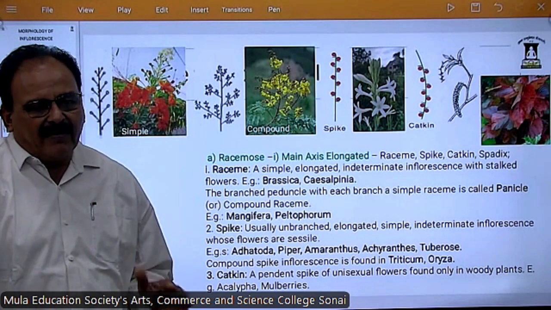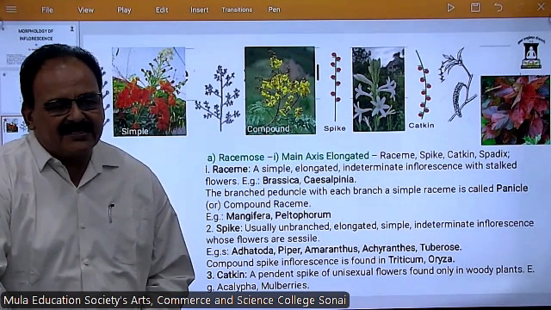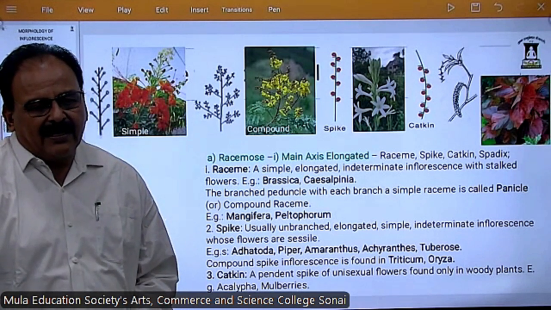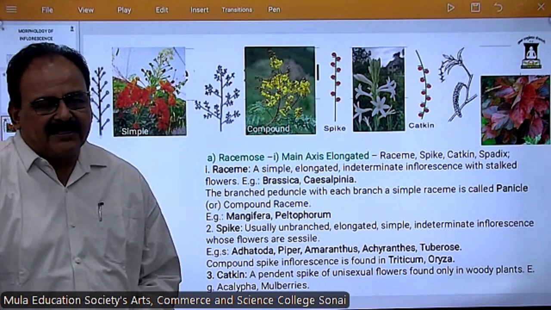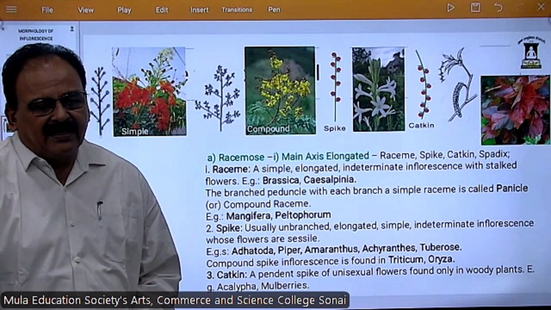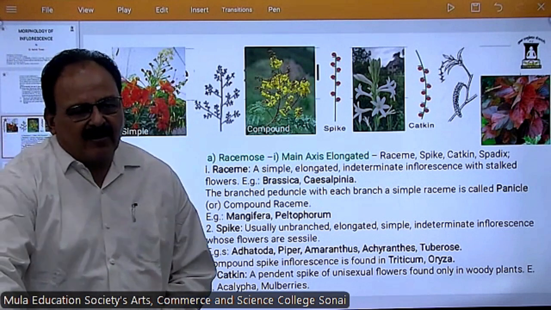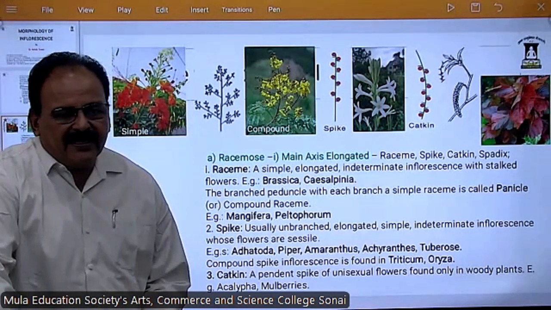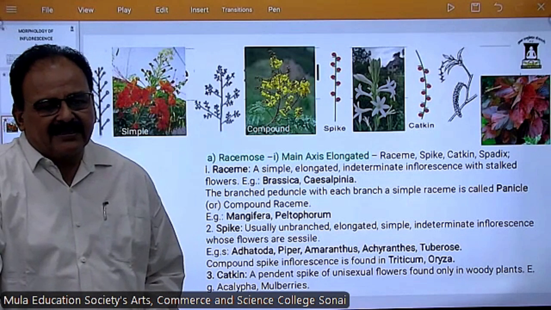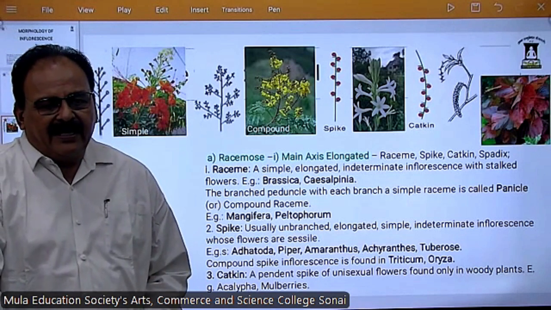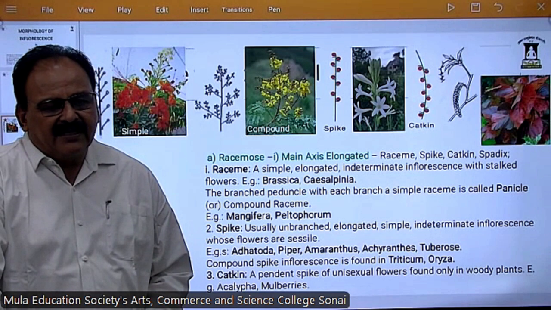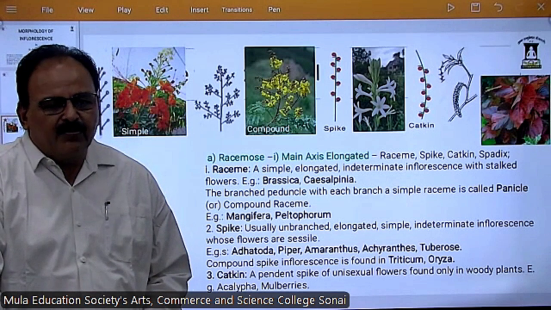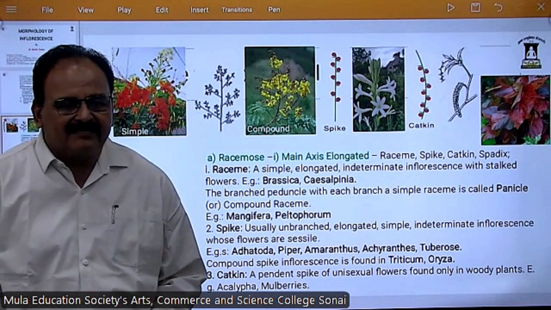And when the flowers are developed on the branches or lateral branches, it is called a panicle or compound raceme, and their example is Peltophorum pterocarpum. Second type is spike inflorescence. Usually, these are unbranched, elongated, simple, indeterminate inflorescences. The flowers are sessile, and their examples are tuberose, Achyranthes, Amaranthus.